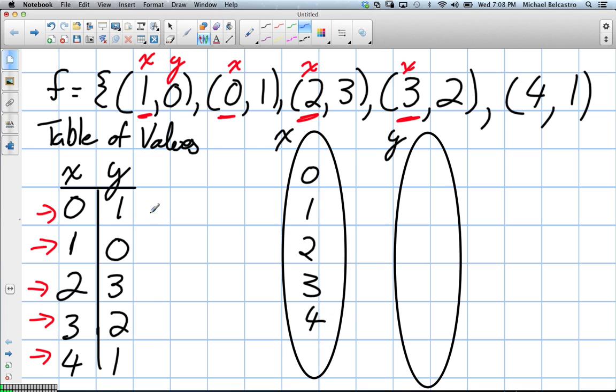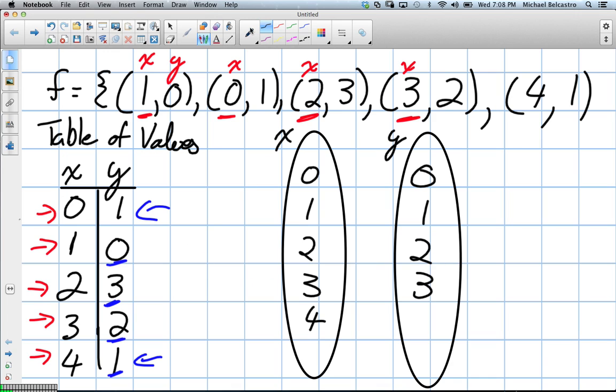But in our y's, we do have duplication. The number 1 is written twice. We're not going to write it twice in our mapping diagram. We're going to write 1, we're going to write 2, 3, and 0, and we'll write them in order. So that's 0, 1, 2, and 3.